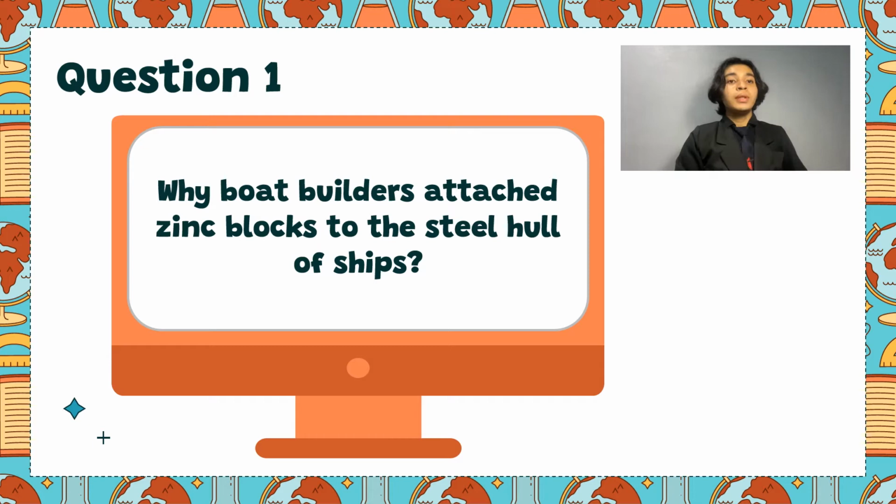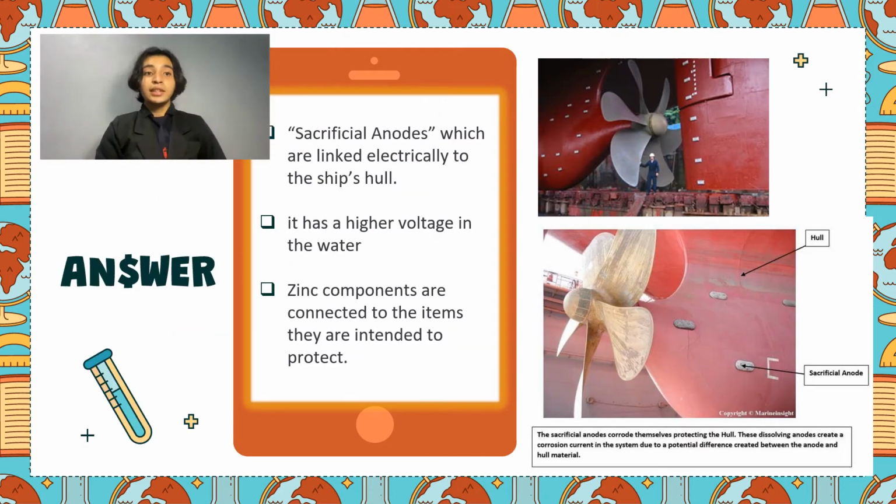Do you know why boat builders attach zinc blocks to the ship's hull? It is because zinc coating is used as an efficient solution for marine and offshore corrosion prevention and cathodic protection. The hull of a ship is the watertight body that is exposed to water. To protect the hulls, ship builders put pieces of zinc on them. The zinc components used on these ships are called sacrificial anodes.